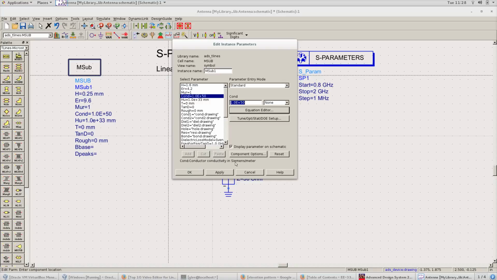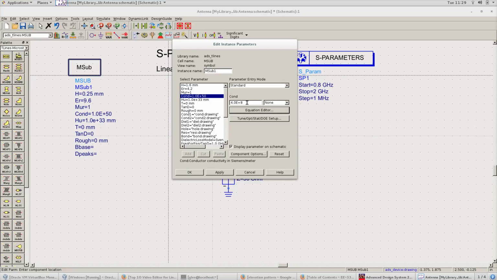Conductivity is the conductor conductivity in Siemens per meter. So I usually switch this up to 4.0 e to the 8. The reason why is because that's a pretty common conductivity value for copper. There are other ones available as well, depending on which data sheet you look at. Just to make it realistic, you want to modify this parameter, because 1 e to the 50 means it's nearly perfect. It's outside of the scope of what the computer is going to be able to calculate, so it's effectively going to be a perfect conductor.